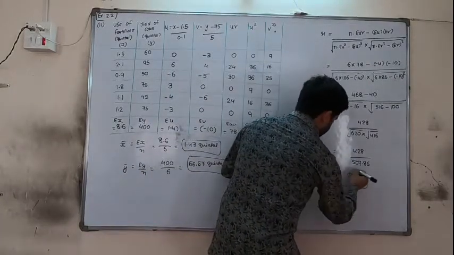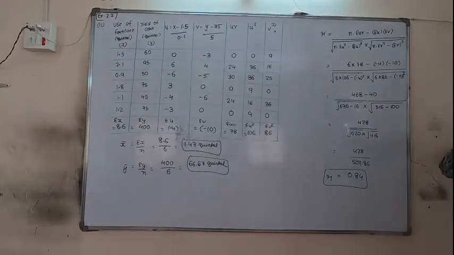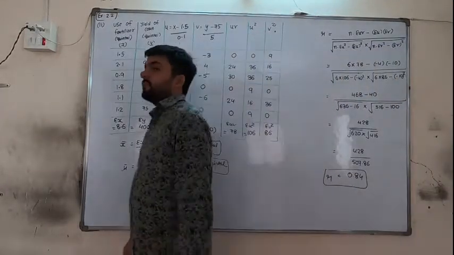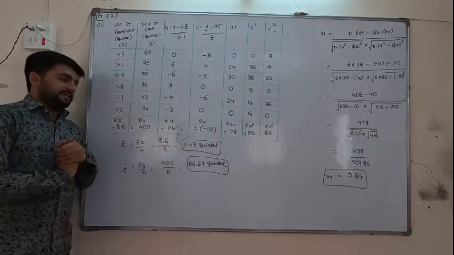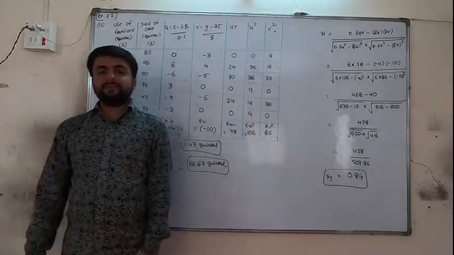428 divided by 507.86 is 0.842, so 0.84. So friends, today we have completed all the big sums for the first, second and third type. Now we will learn the new formulas for small sums, and then move forward to the next topic. Till that time, write the things which are learned. Okay, thank you so much.